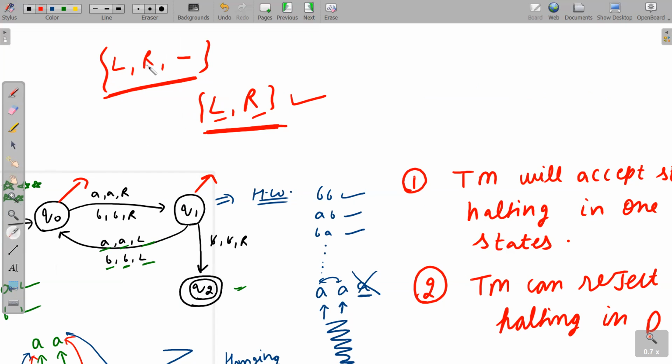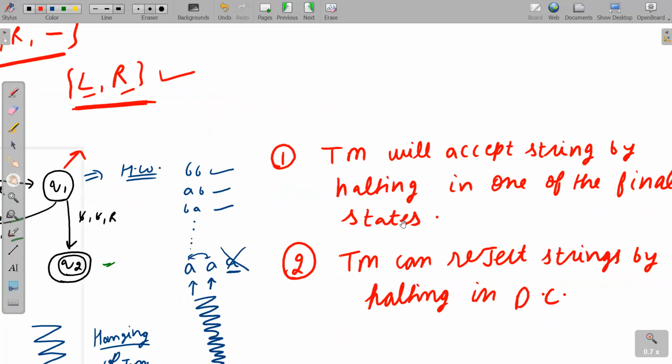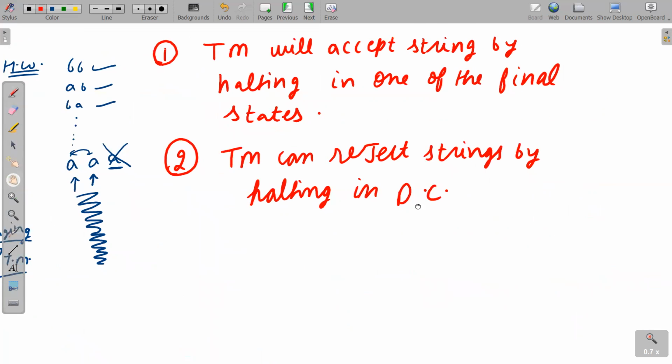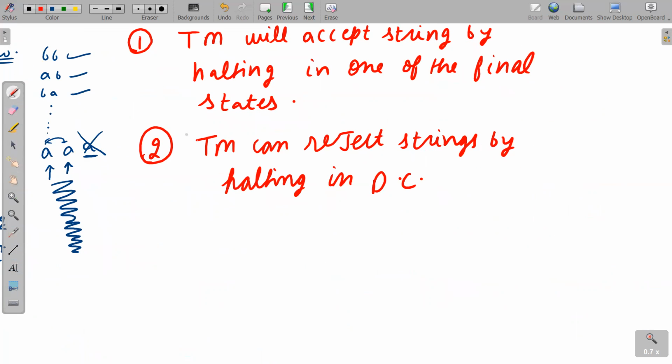If you are not able to follow, don't worry. I will show each and everything in pretty much detail in the topic of variations of Turing machines. My intention is not to confuse you, I'm just giving you some idea. So a Turing machine can reject a string by halting in a dead configuration. That's it. And another choice for rejecting is hanging.